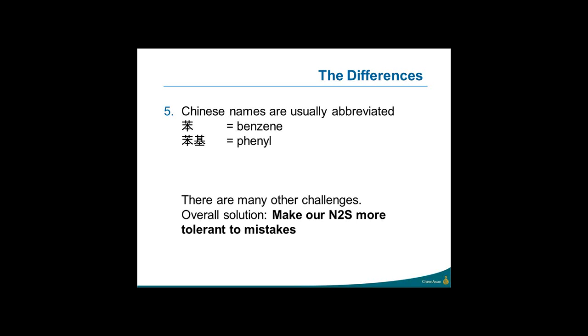So the overall solution to all these is to make our English name to structure tool more tolerant. So even if the translation is not perfect, maybe the sequence is wrong or something is wrong, our naming tool will be able to recognize these English names and convert them to structure.